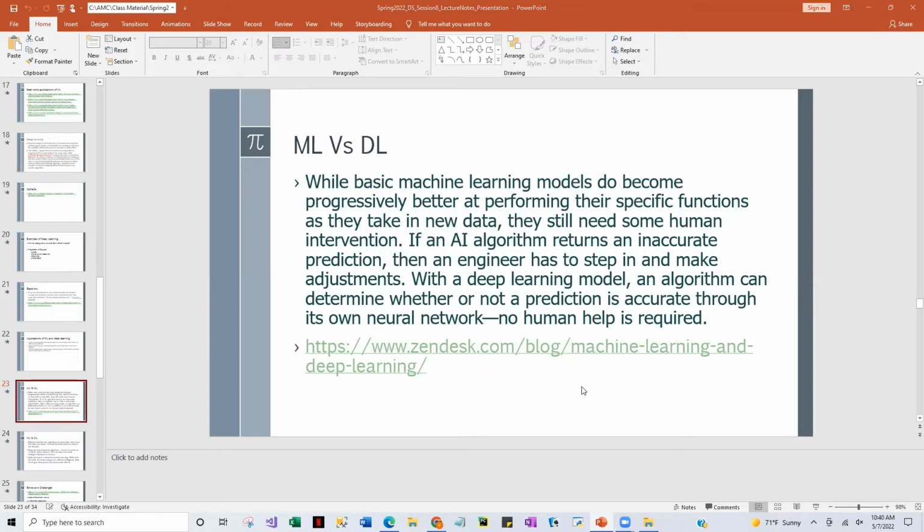So this is the difference. With machine learning, we need human intervention. We are going to take the data, feed it in, and come up with the algorithm. And if the algorithm is not right, we are going to make adjustments. Whereas in deep learning, no human intervention is needed. It has its own neural network, and it is going to give you the predictions without any human intervention.